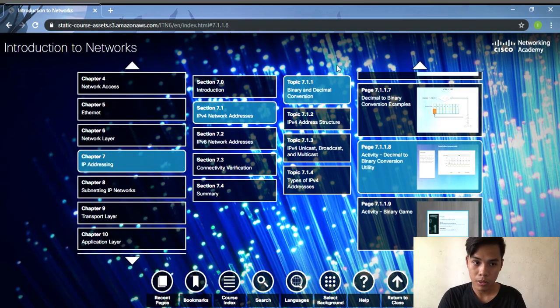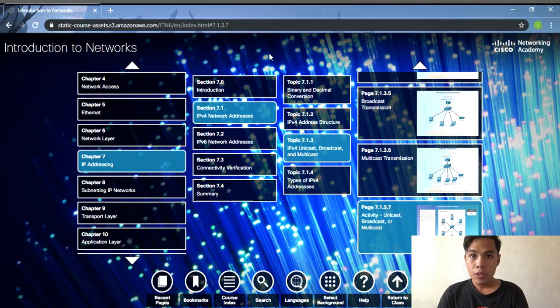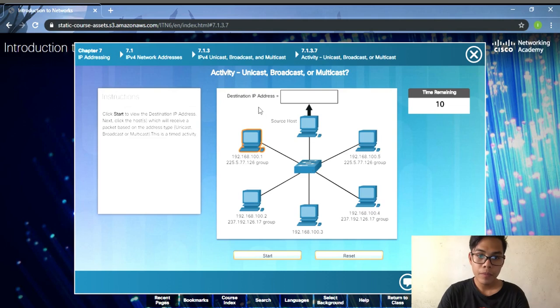And now let's go to the next activity. So the second activity is in page 7.1.3.7, and it is entitled Unicast, Broadcast, or Multicast. So let's open this activity.